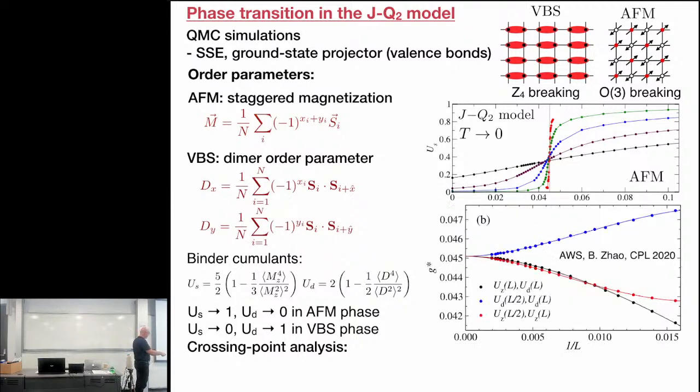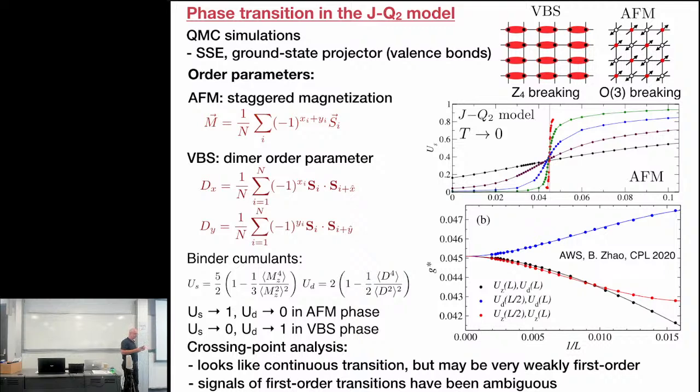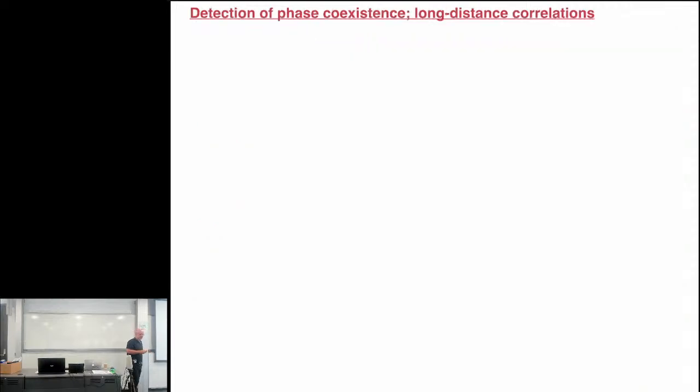So we can extrapolate the critical point. We can use different types of crossing point analysis. So this looks, at least superficially, like a continuous transition, right? But there are quantities that shouldn't look like that in a continuous transition. But everything that people showed up until recently was sort of looking a bit ambiguous. You could say, well, maybe it's still continuous. So let me show you the very latest results.